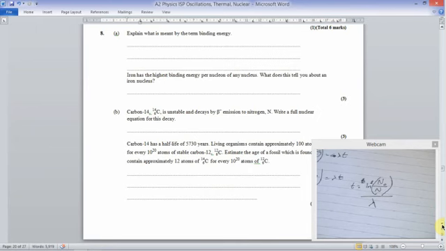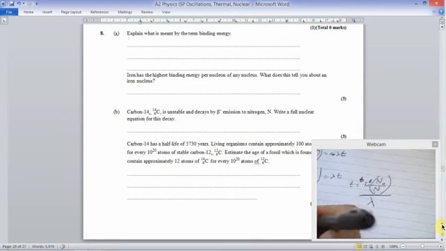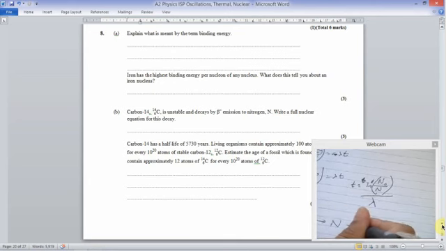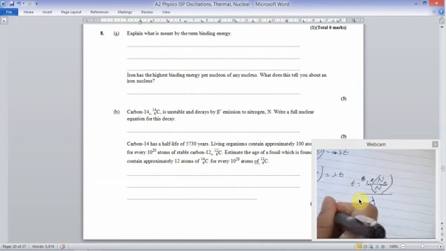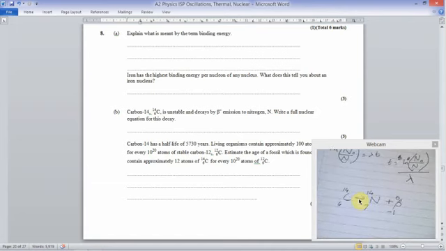Carbon-14 is unstable and decays by beta emission to nitrogen. Write a full nuclear equation for this decay. It's pretty straightforward. Carbon ends up becoming nitrogen and also a beta particle. So that's going to be 14 and 6, and they've already given you those numbers. Beta particles you need to remember as 0 and -1. So that makes nitrogen 14 and 7. Remember these numbers need to add up. Remember this is a minus, that makes it trickier. So these numbers across the top need to add up, and these numbers across the bottom need to add up too.